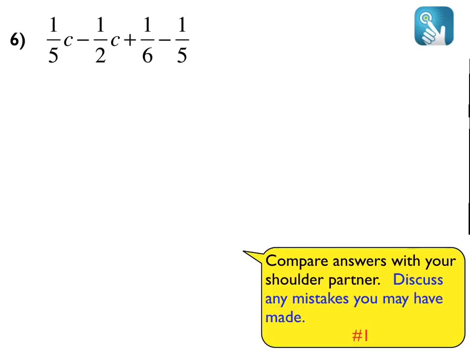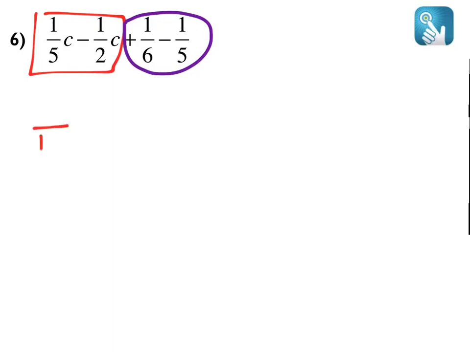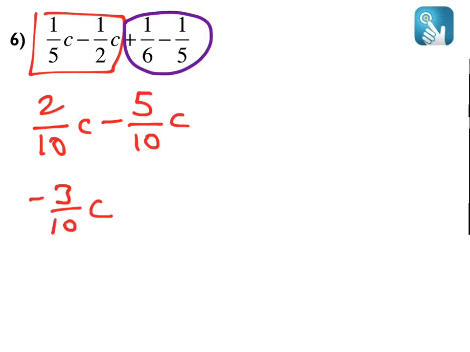The like terms are the first two, which happen to be right next to each other. So C's and the constants. What's the LCD of the C fractions? 10. So we want this to be 10 and this to be 10, which means we're multiplying the first fraction by 2 over 2 and the second fraction by 5 over 5. What is 2 minus 5? Negative 3/10 C.